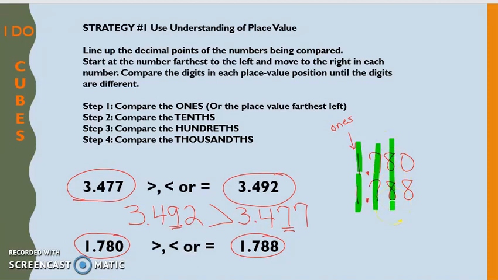So we're going to have to visit our last place value column, which is the thousandths place value. You will notice that 1.780 is the first number, and 1.788 is the second number. Since 8 thousandths are larger than 0 thousandths, we can conclude that 1.780 is less than 1.788.